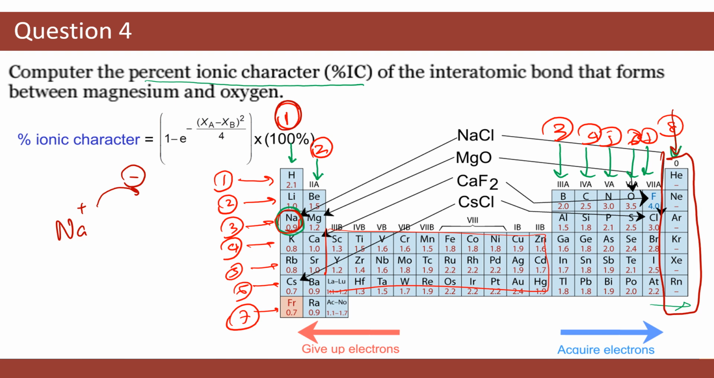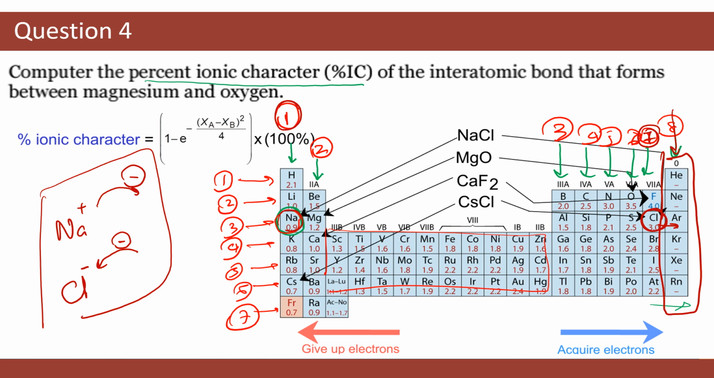Now if you look at chlorine, how many electrons are in the chlorine outermost shell? 7 electrons. How do we know that? It's in the 7th column, isn't it? So if chlorine can get 1 electron and become Cl-, then the outermost shell will be fully filled. Do you agree with me? So sodium would like to give an electron to chlorine, and chlorine would like to accept an electron from sodium, and they would like to become sodium chloride.